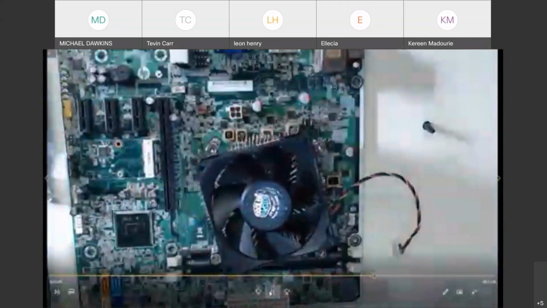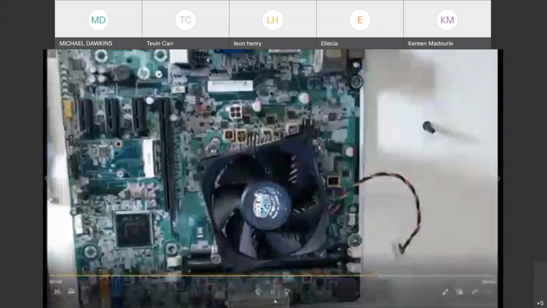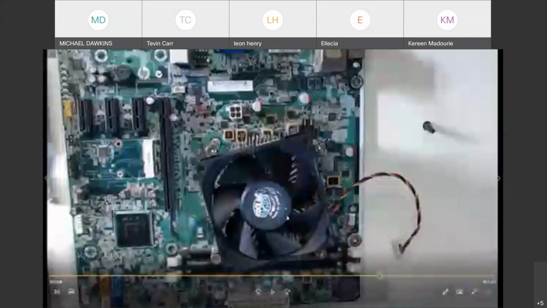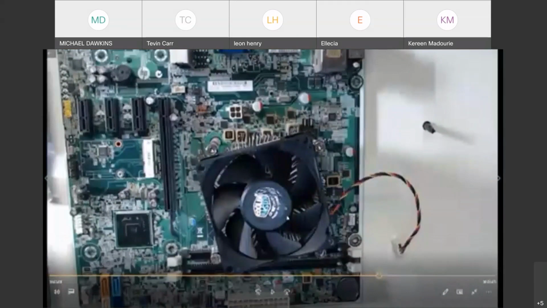The final step, step 6, is to screw down. I'm sorry, class, take note. You cannot complete this installation without the thermal paste. All right, so the thermal paste is not optional. It is critical. You must have thermal paste.